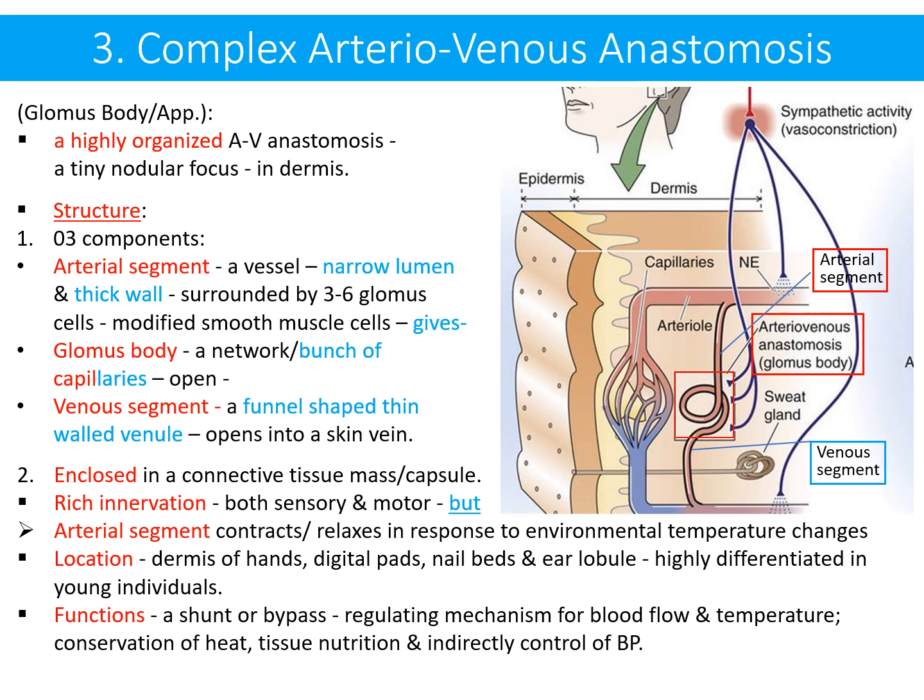And this arteriovenous anastomosis type is highly differentiated in younger individuals. As regard its function, it is a shunt that has got regulating mechanism for blood flow and temperature, conservation of heat, tissue nutrition, and it indirectly controls the blood pressure of the individual.